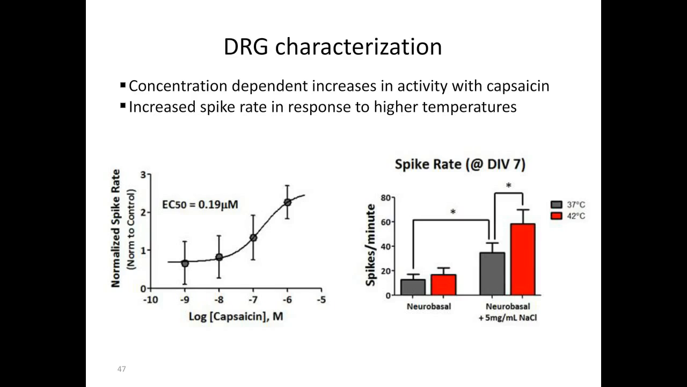And we do have the Neurobasal spiked with sodium chloride. We can increase the temperature, since the MEA system is temperature controlled. We can increase the temperature and activate the TRPV1 receptor, and we do see a nice increase in activity as well. So here are a couple of examples of how we can boost the spontaneous activity, or the overall activity rate, even further.